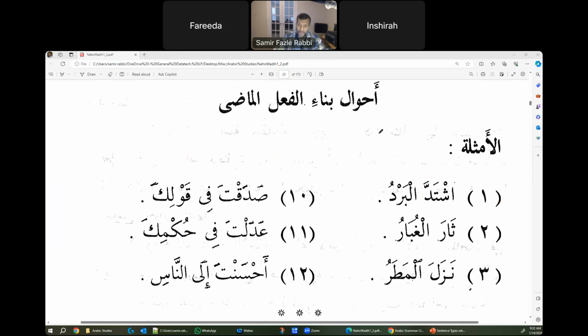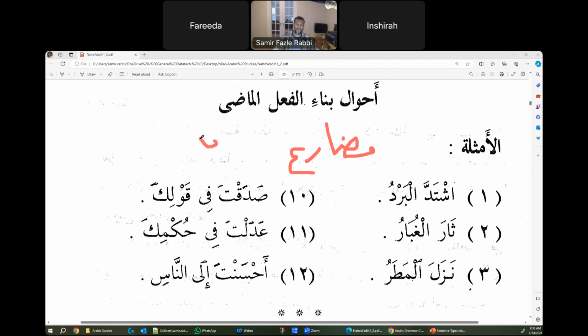However, for example, the fi'l mudari, the present. What is mudari? Is it mabniun or is it mu'rab? I think it's mu'rab. Yes, it's mu'rab. Why? Because it changes based on whether it's nasab or rafa or the state. Yes, exactly.